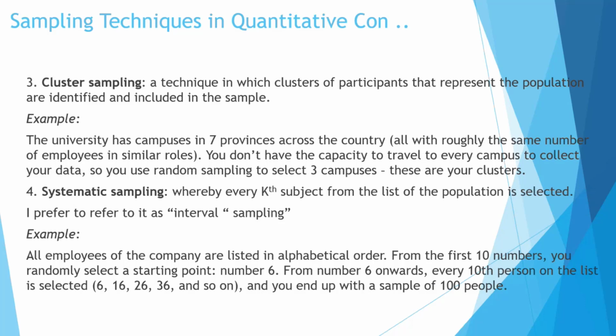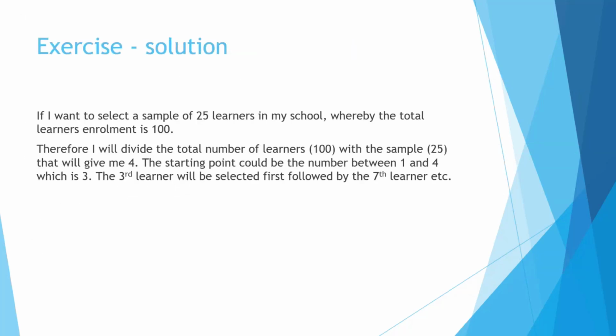Someone once asked, when I do my research, can I use more than one technique? You are allowed. Let's say, for example, you decide to use cluster sampling together with stratified sampling. You are allowed to do that. But my only encouragement is to stick to one sampling technique so that you don't make mistakes. Because if you start to be all over the place, you are going to make a lot of mistakes.